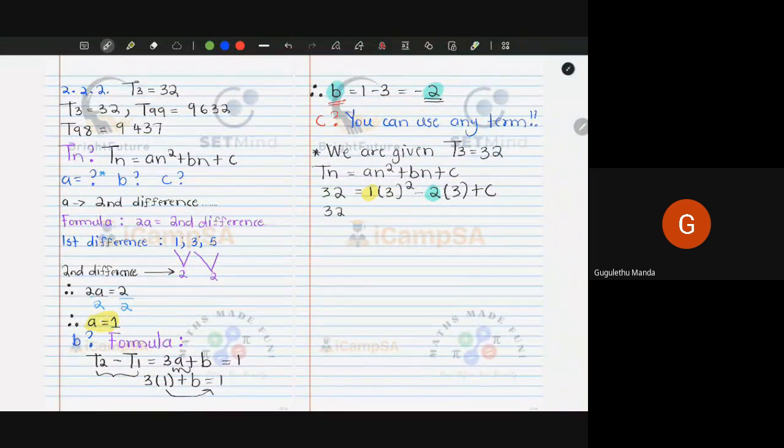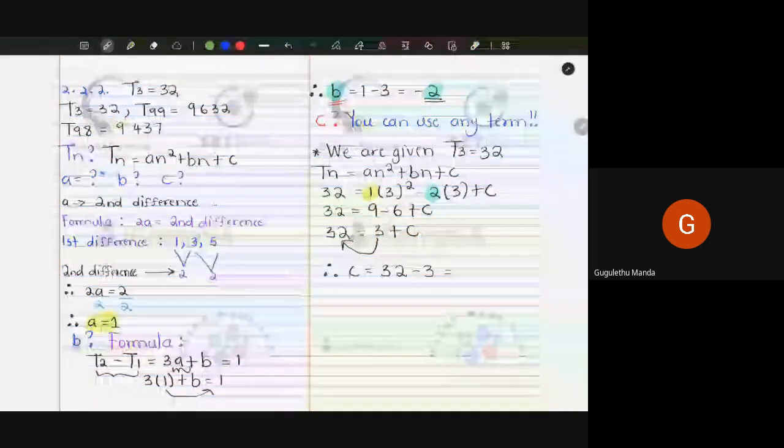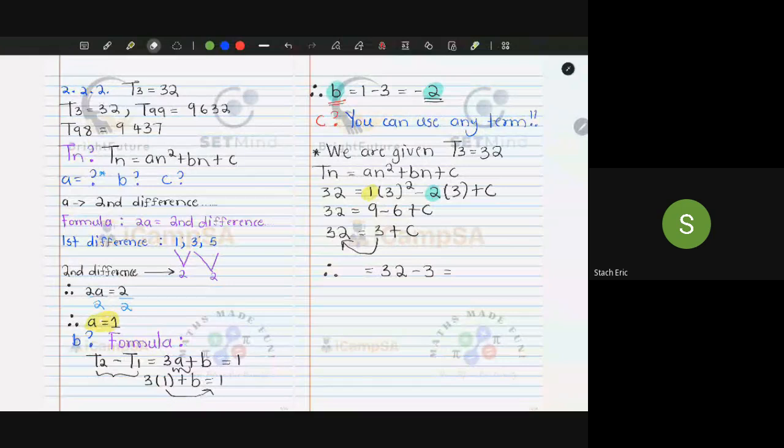So I end up having 32 equals 9 minus 6 plus c, and this ends up becoming 32 equals 9 minus 6, that is 3, plus c. We can transpose the 3 to the other side, such that the value of c becomes 32 minus 3. And what is 32 minus 3? 29. We get 29.